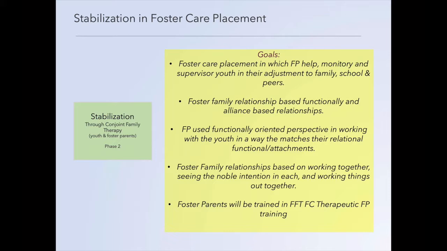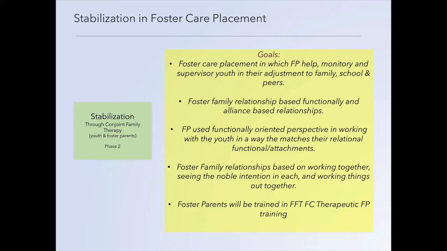Try to use that functionally oriented perspective in a way that matches what we will call the relational functions and attachments between the youth and the foster parents. And try to help those relationships be the foundation of working together, first finding the noble intention behind the behaviors of each, and then using specific pro-social skills to work those out. And along the way, the foster parents, before they begin, and in a support way along the way, will be trained in the FFT foster care model too.